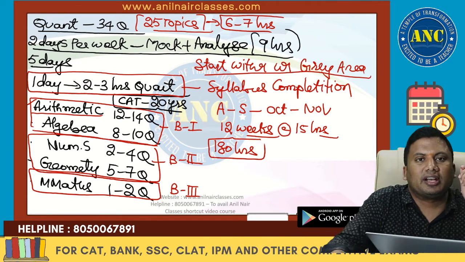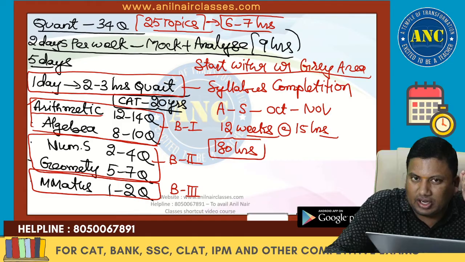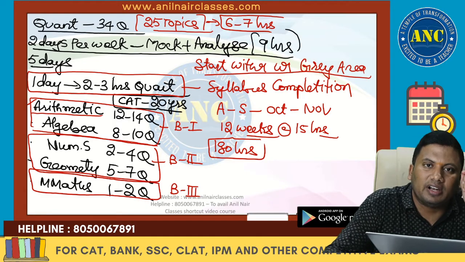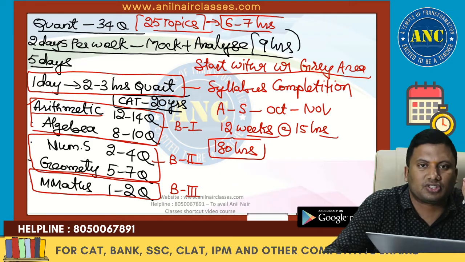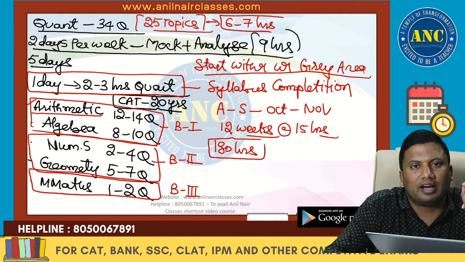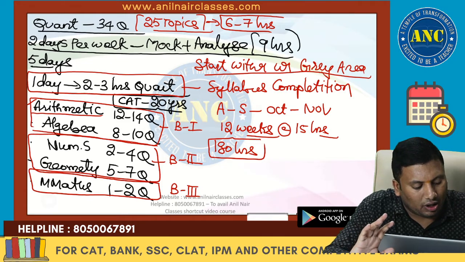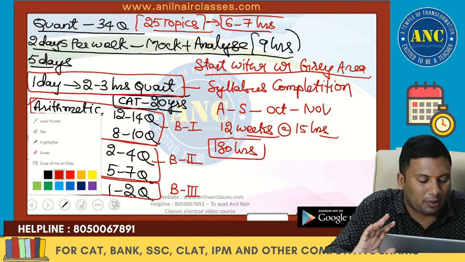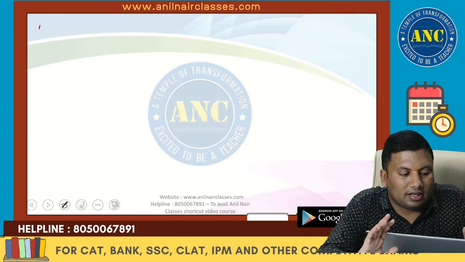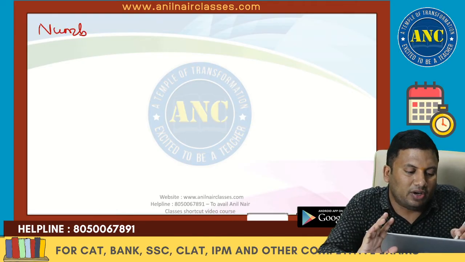You took, for example, profit, loss and discount. In 6 hours, you will try to complete the topic. Suppose you took the highest powers topic. In 1 or 1.5 hours, you will try to complete it. Totally, quant has 25 topics. What are the 25 topics? You can go through the CAT quant syllabus video which I kept.